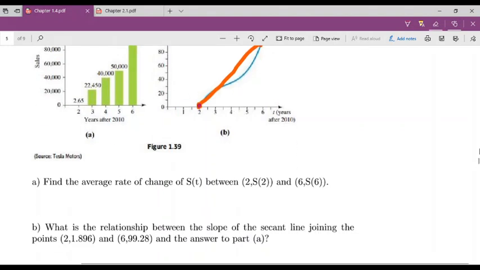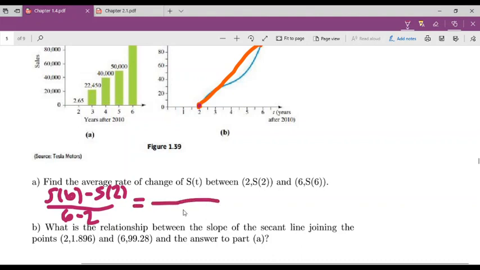Alright, so if we're looking at this, A says find the average rate of change of S of t between 2, S of 2 and 6, S of 6. So put the bigger one first. You'll have S of 6 minus S of 2 all over 6 minus 2. Now 6 minus 2 is obviously 4. That's pretty easy. We need to find S of 6 and S of 2.